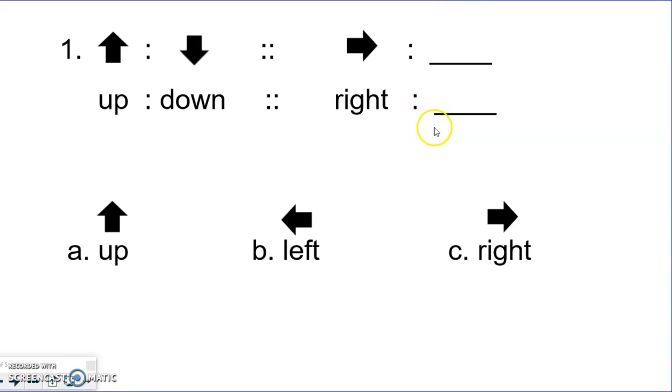As right is to, look at your answer choices and show me with your fingers what you're thinking. Show me a 1 for A, a 2 for B, or a 3 for C. So which of these answer choices is the opposite of right? All right, the correct answer is B, number 2, or left. Up is to down. Up and down are opposites. As right is to left. Right and left are opposites. Those words are antonyms.